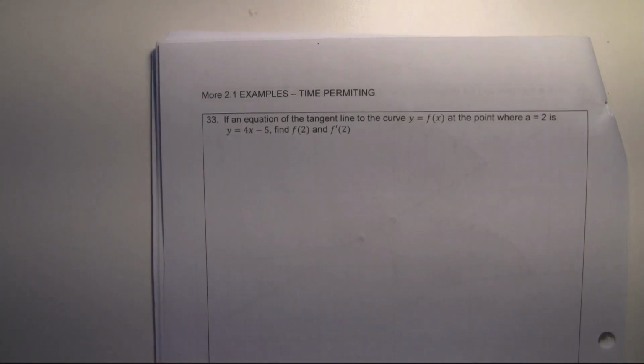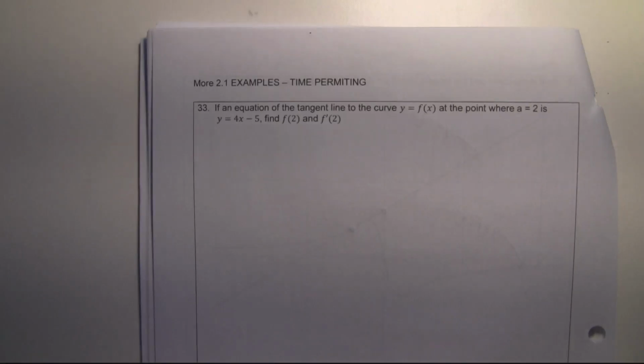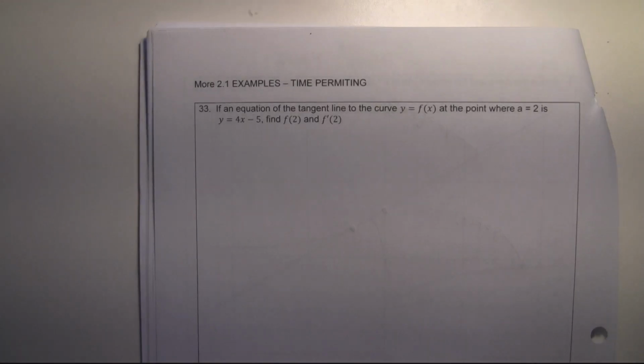So this one, this is problem 33 in your book. If an equation of the tangent line to the curve y equals f of x at the point a equals 2 is y equals 4x minus 5, find f of 2 and f prime of 2. So those are the things that they're wanting us to find.